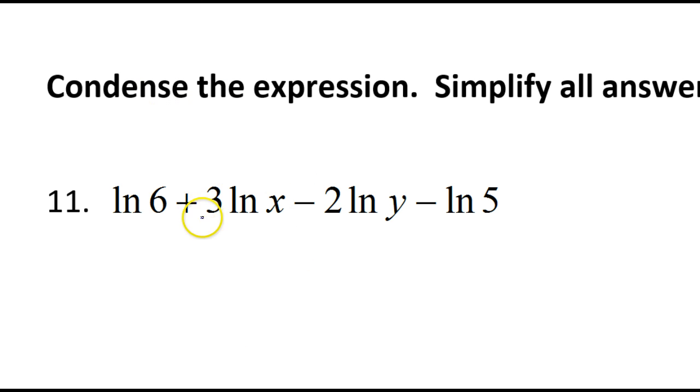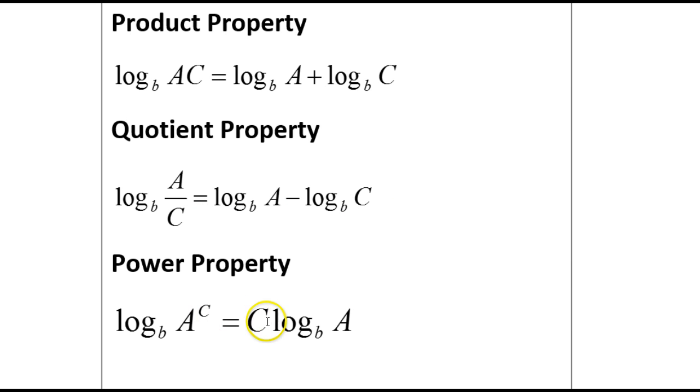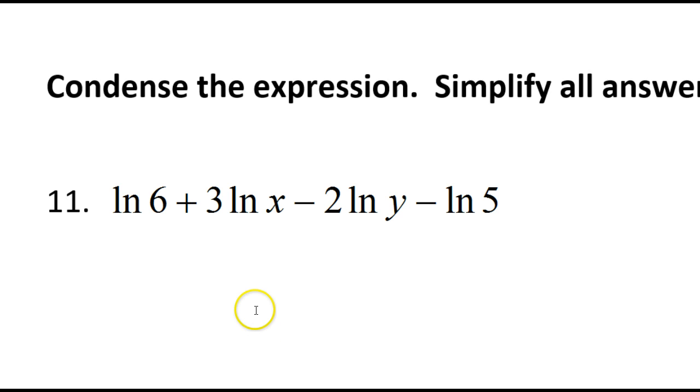When you are condensing, you're taking these multiple logs and we're going to write them as a single log. Okay? So actually on this problem, we're going to do all three of those rules. Because I see addition, that's your product property about to happen. I see subtraction, that's your quotient property. And I see these numbers in the front, the 3, the 2, the coefficients. And that's all about the power property. So let's do the power property first. We have to do the power property first.